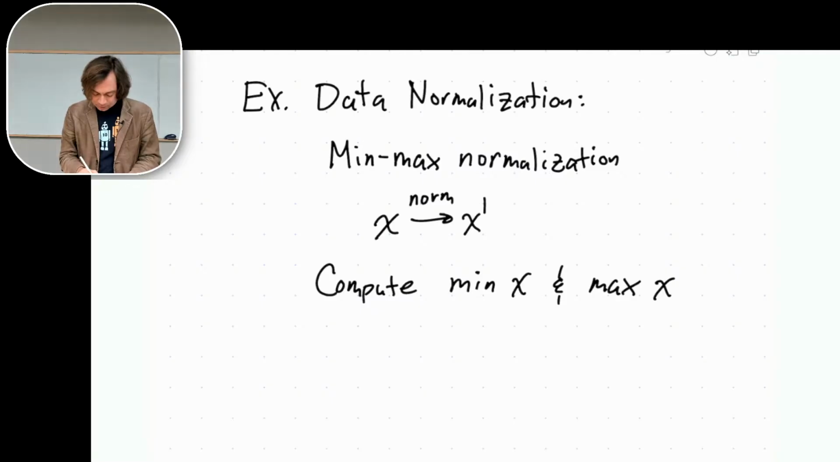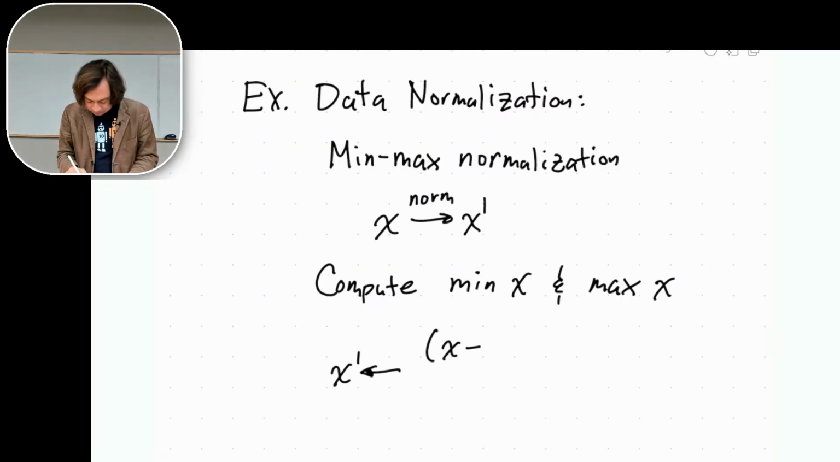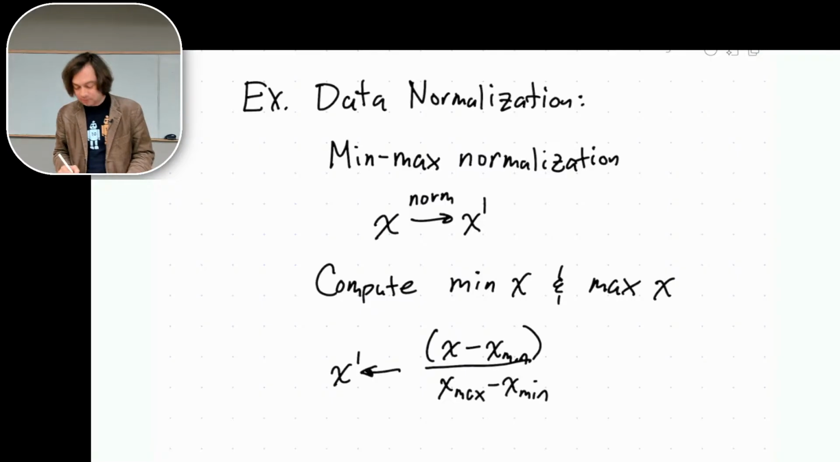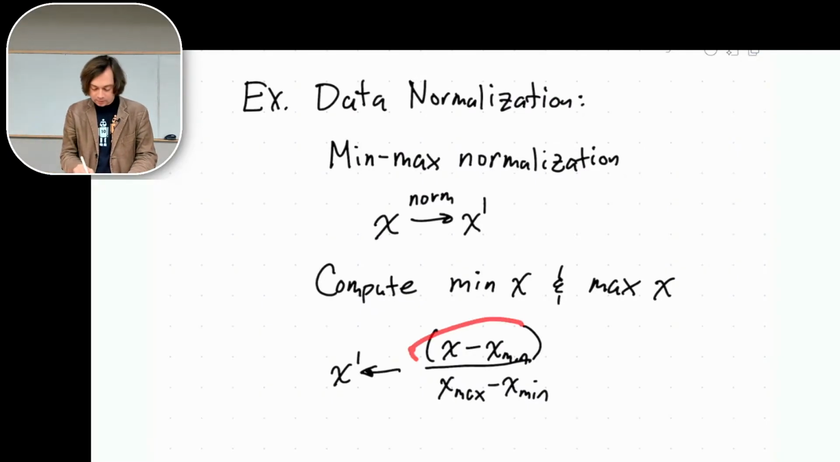And you would say that X prime, where X is the data set and you have whatever your range is, is going to be X minus X min over X max minus X min. So if you're at the minimum, you're at 0. If you're at the maximum, you're at 1.